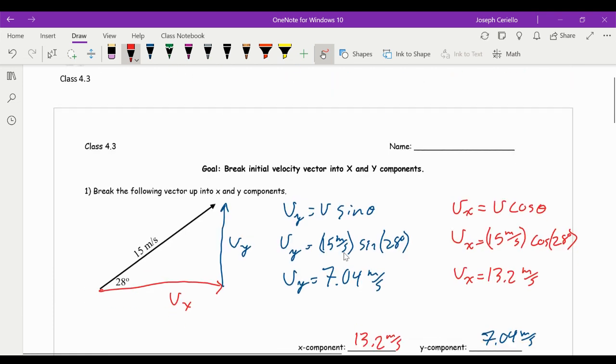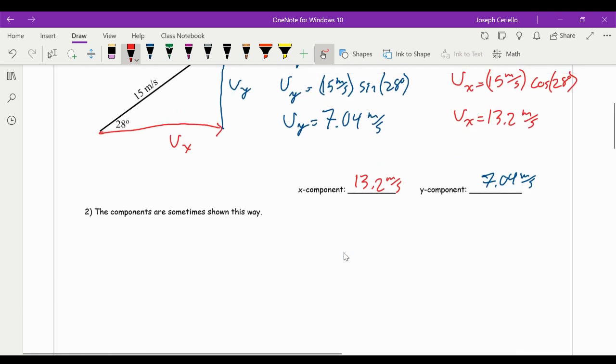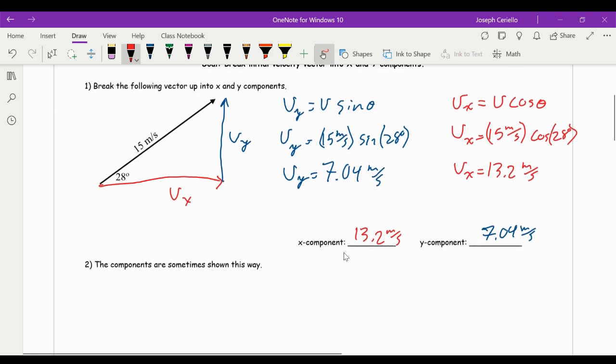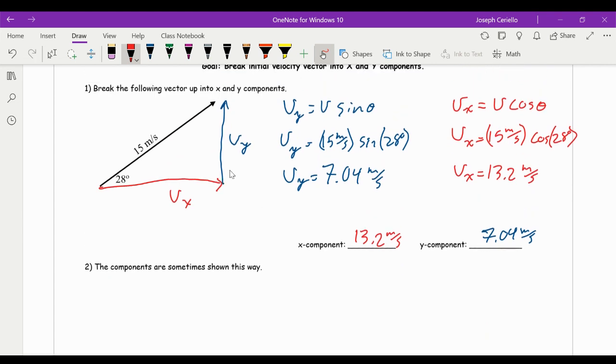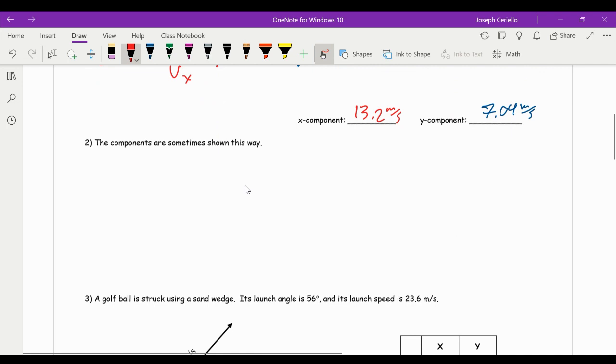All right, so there might be another way you would see this on an exam, so I just want you to be aware of it. Notice how when I have my components, they are tip to tail there, and it makes a nice right triangle. You won't always see it that way. Let's draw it a couple different ways. The way I showed it here is a common way to draw it: 13.2 meters per second, y component of 7.04 meters per second. But you might also see something like this.